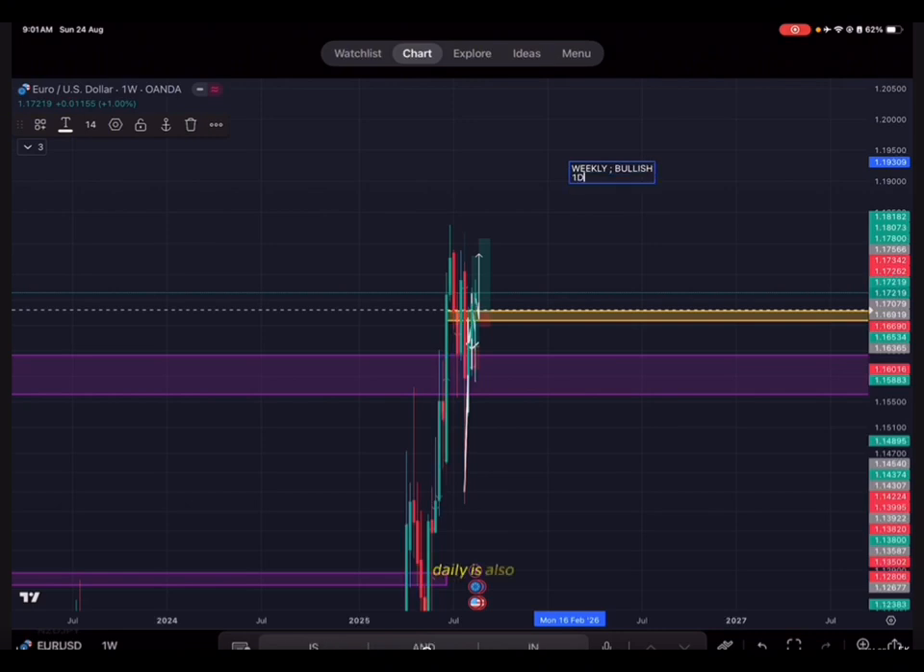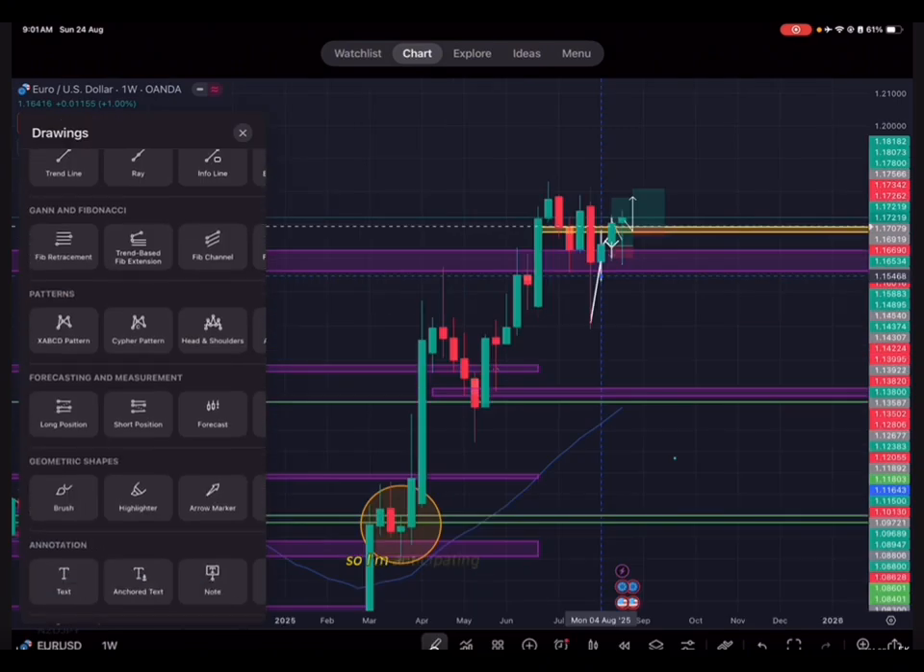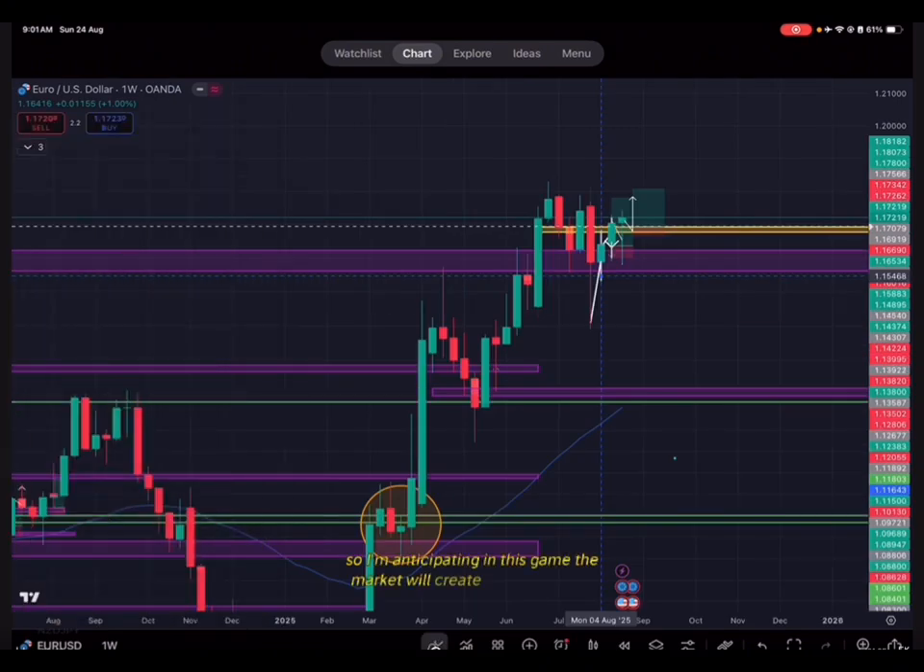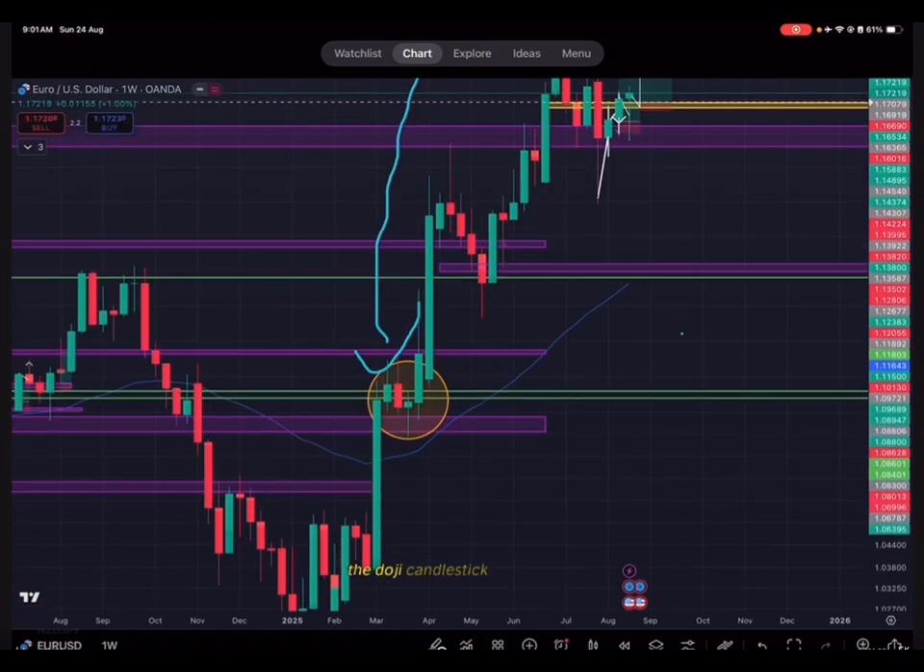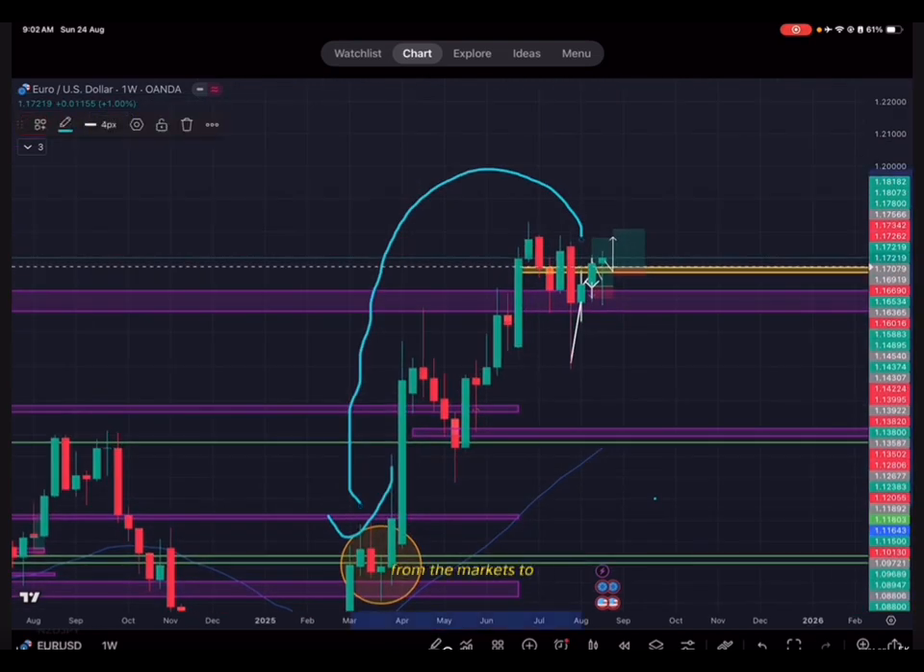Daily is also bullish, and 4 hour is also bullish. So I'm anticipating in this game the market will create the same move as this right here. As you're seeing here, the market creates the bullish doji candlestick, and it retraces a little bit and heads towards the upside. That's what I am anticipating from the market to do.